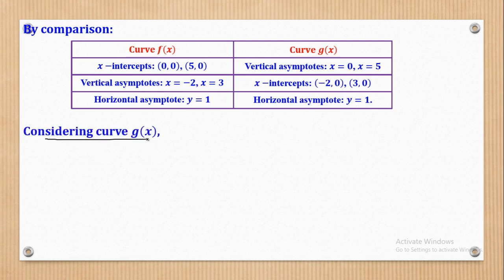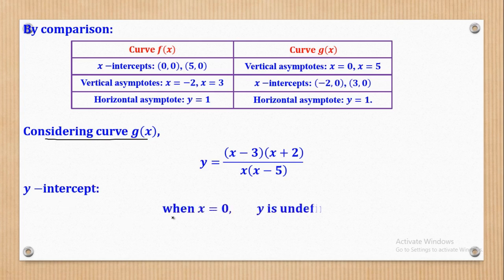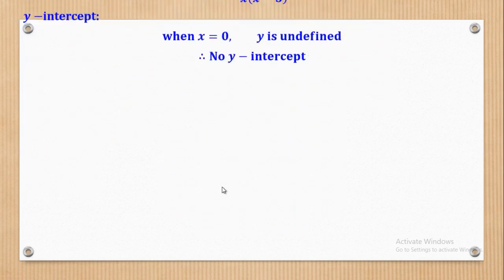Therefore, for g(x), now we need the y-intercept and also the turning points. For the y-intercept, when x is 0, y is undefined, therefore no y-intercept. Now the turning points, we have not got them because remember in f(x) we proved that the curve does not have a turning point. Therefore that implies that even in g(x), the curve will not have a turning point. That is why we have ignored turning points and we only dealt with intercepts.